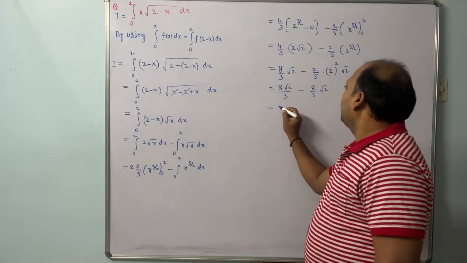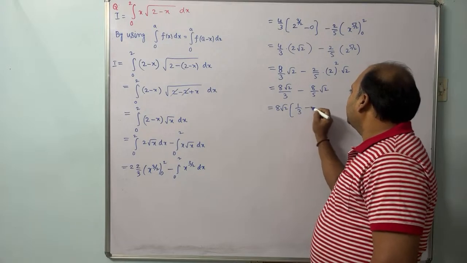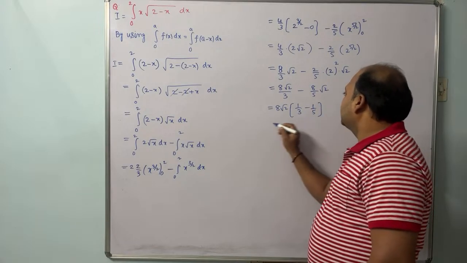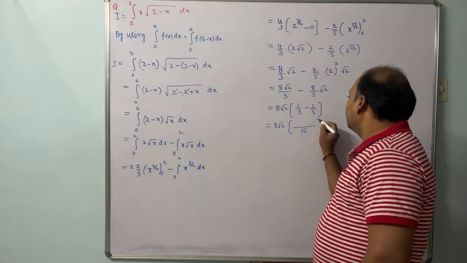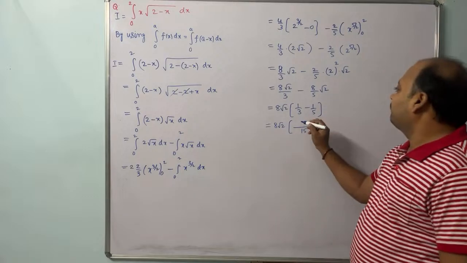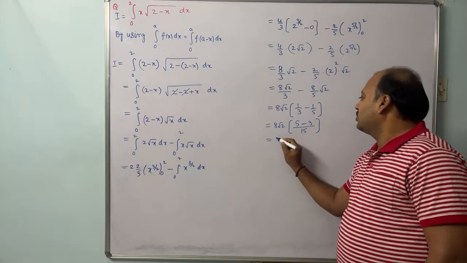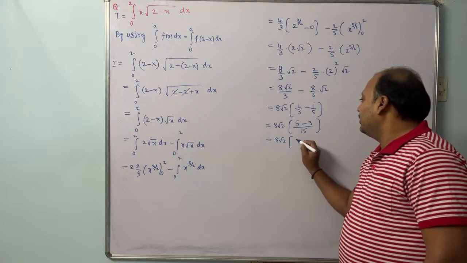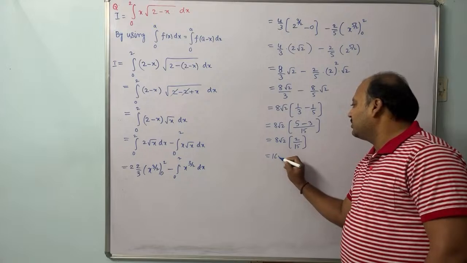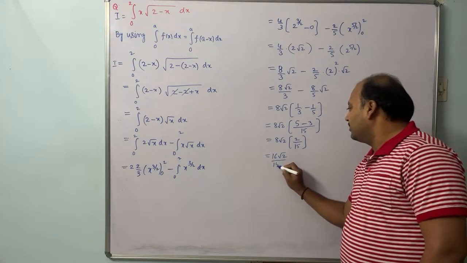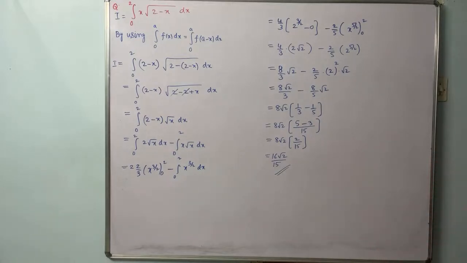So what will be common? 8 root 2 will be common. 1 by 3 minus 1 by 5. Take out LCM, 15 is the LCM. 3 5s, 5 minus 5 3s. So 8 root 2 into 2 by 15, which is equal to 16 root 2 by 15. I hope you have understood it, students. We will move on to another question.